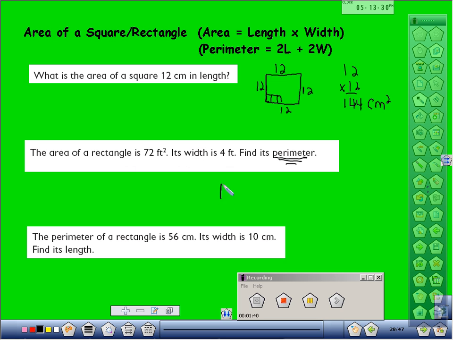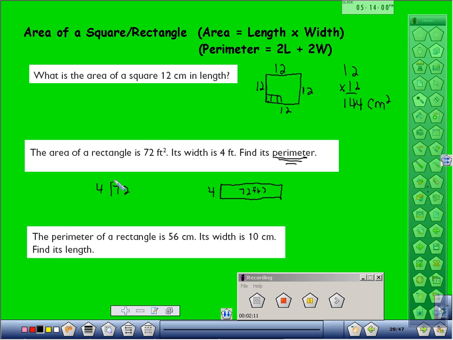So let's draw a little rectangle here. We don't have to be a Picasso just to make a little rectangle. As you can see, I'm no Picasso. But let's just figure out what they've told us already. They told us that the area is 72 feet squared, and they told us the width is 4. So that tells me, because I know area is length times width, something times 4 equals 72. To figure that out, I'll have to do the opposite of multiply, which is divide. See how many times 4 goes into 72.